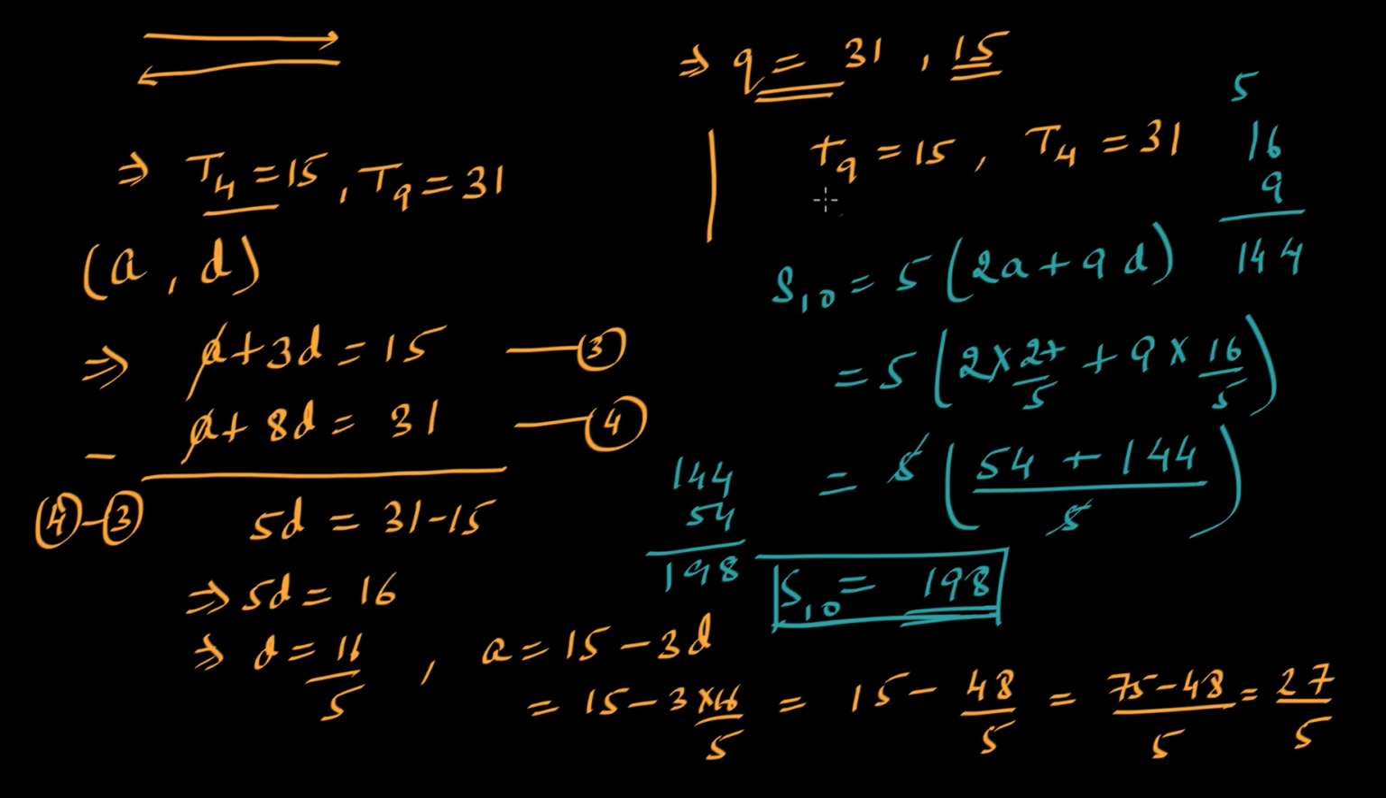Now you might be thinking, what happened to the second answer that we got? This I leave up to you. You follow the same method and try to get the answer, and still you will get S10 as 198, hoping that we do not make any calculation mistake here. So the process is the same. From this value, just substitute and find A and D, put the values in the same equation, and find the sum up to 10 terms, and you will still get the same answer as 198.